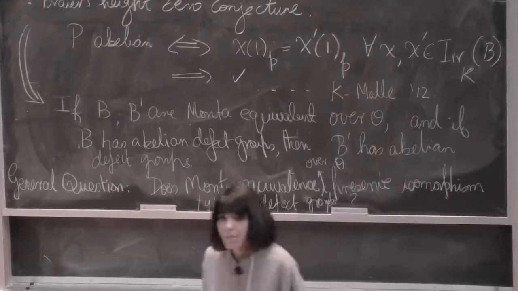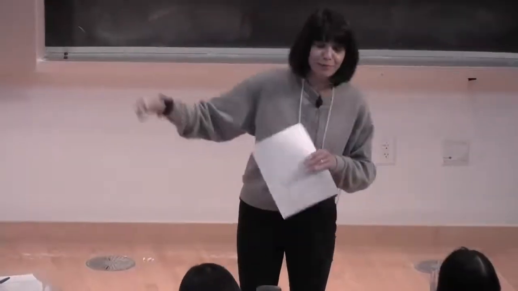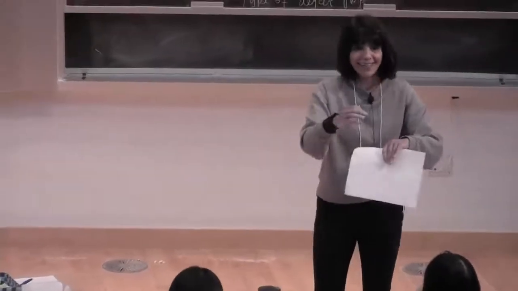Is there evidence for this question? Which question? The general question. That's a very good question about evidence, because we don't ever look for a Morita equivalence between two blocks which don't have the same defect groups. We never try to compare blocks if they don't, because we are always focused on starting from the local side and then getting some group.